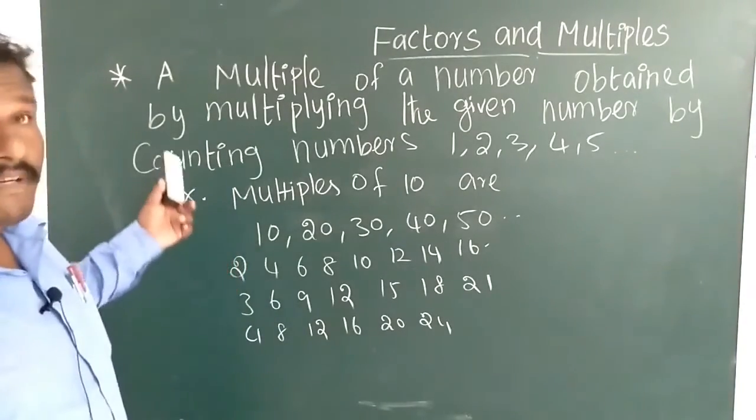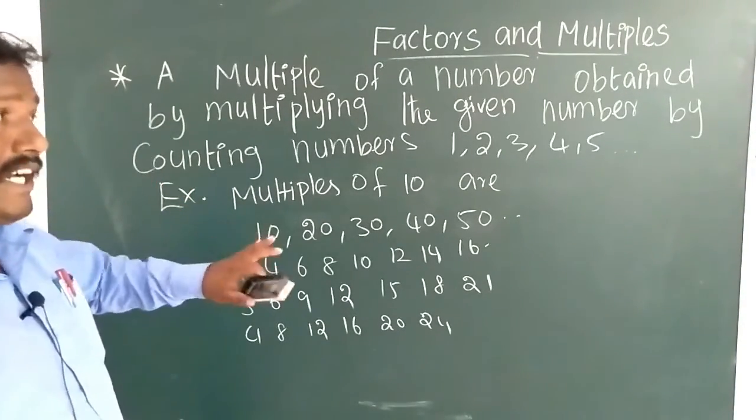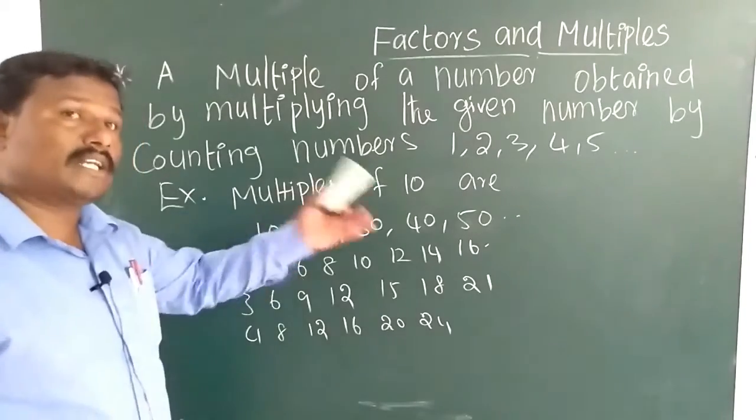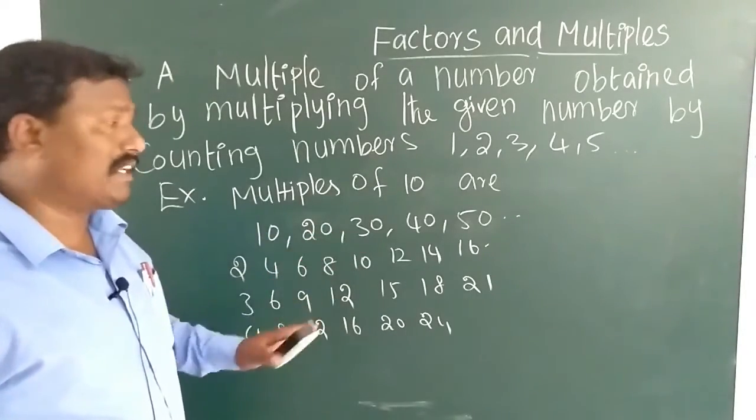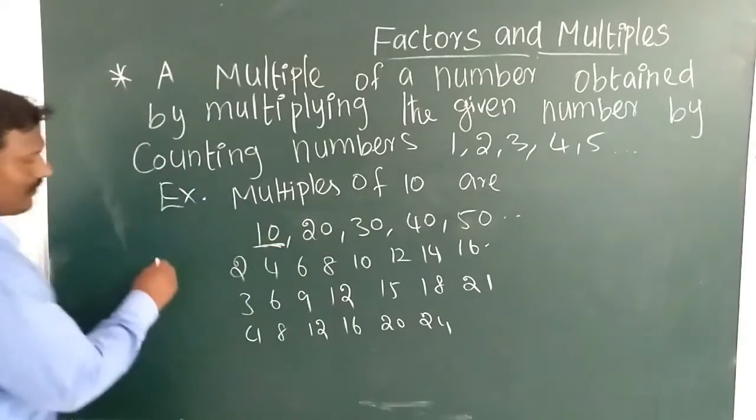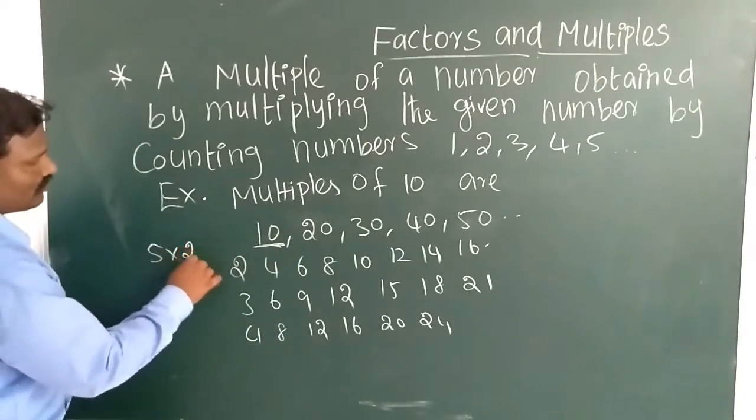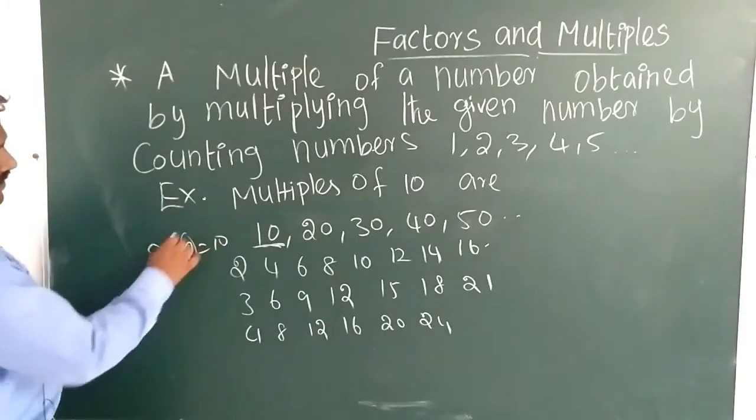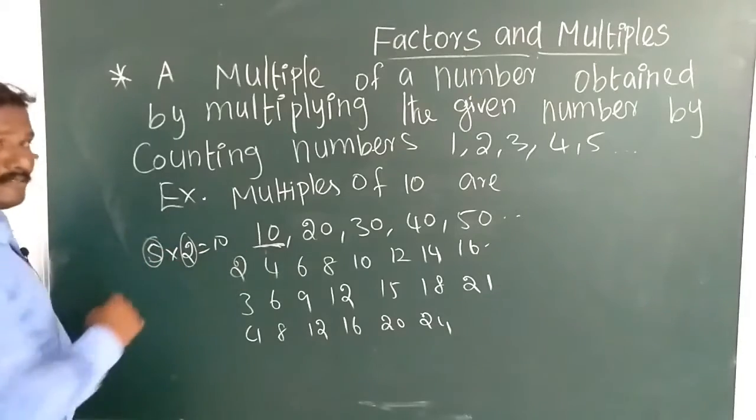So multiple means we multiply two numbers, and that product we call a multiple. Example, 10 is a multiple of 5 into 2. So 5 and 2 both are factors of 10.